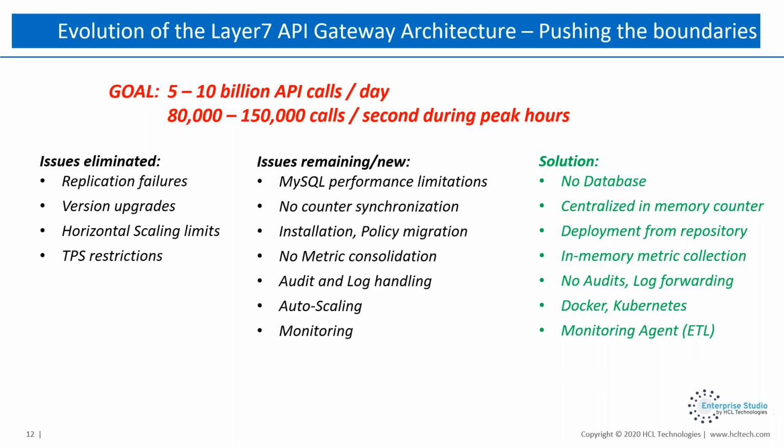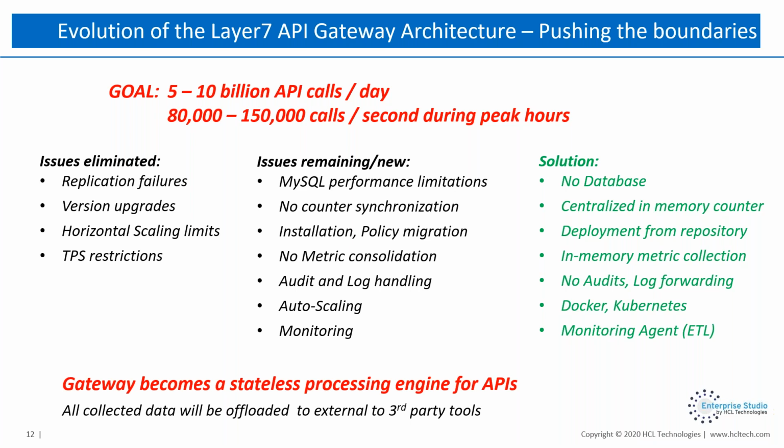Audit and logs are handled by a log forwarder or sending messages to a syslog server. Could be Splunk as an example, but can be any other tool. For auto-scaling, you can use Docker and Kubernetes. For monitoring, you could have a monitoring agent like AppDynamics or APIM. So that means, as a result, the gateway becomes a stateless processing engine for APIs, and all collected data will be offloaded to external third-party tools. So the goal is to have the gateway as a file.